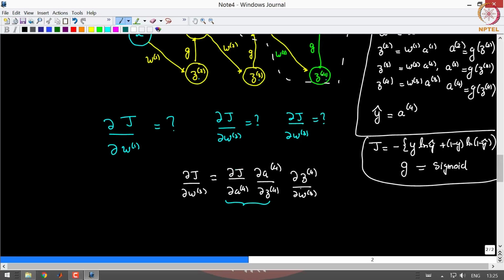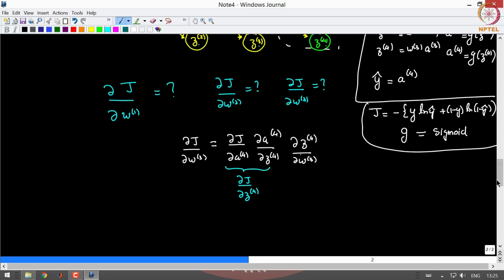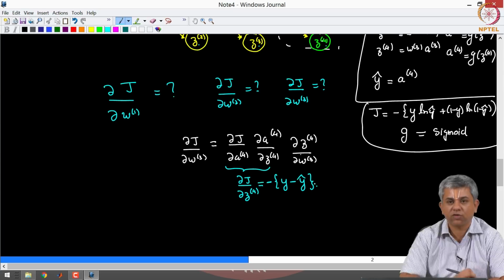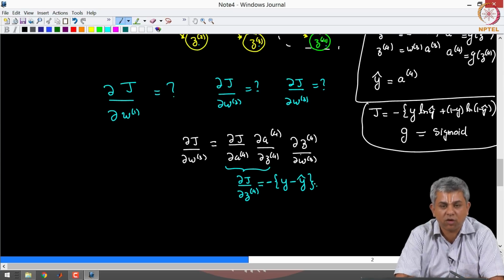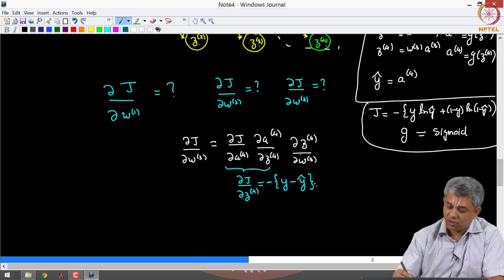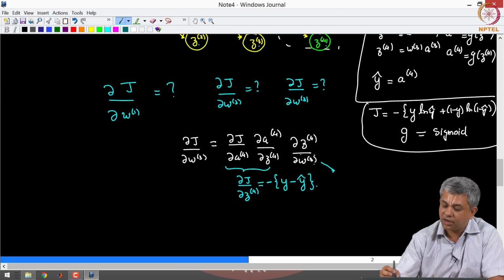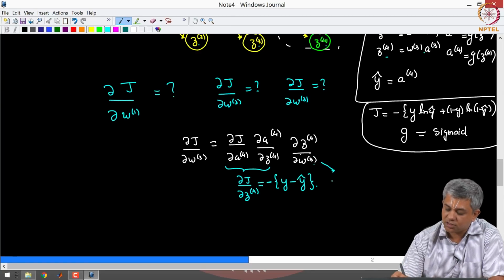Now, if this is the binary entropy cost function, we had actually done this calculation. This is the same as del J del Z 4, and we have done this in the previous video. This is already equal to minus y minus y hat. So, we had actually calculated this before. Please look up that video to convince yourself that this is exactly the same. What is del Z 4 del W 3? You can automatically see this. This is A 3.